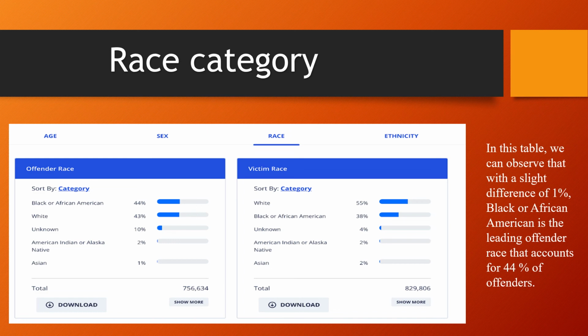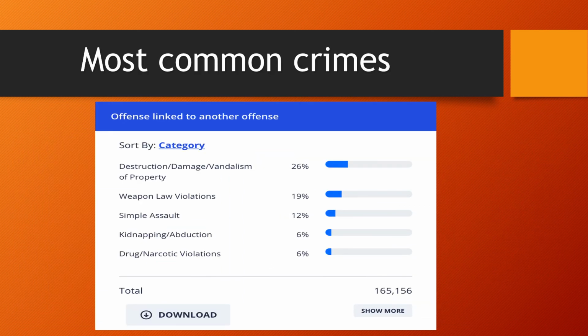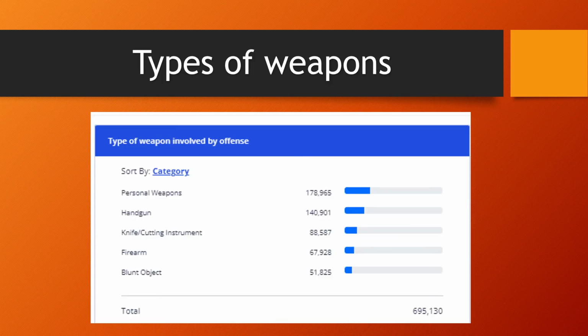Another important aspect we need to mention in this project is what are the most common crimes. In the following table, we can observe that the destruction, damage, and vandalism of property is the most common crime with 26%. The final table we would like to analyze is the type of weapon used in these crimes. This table shows that the most common weapons used are personal ones, with a total of 178,965 over 130,000, which represents 25.75%.